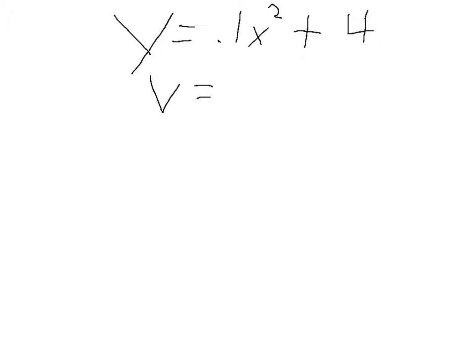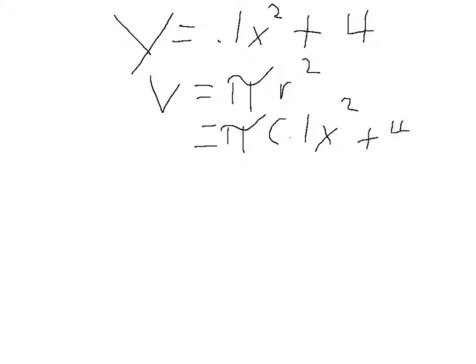So again, the parent function was y equals x squared, but the actual function was y equals 0.1 x squared plus 4. So, the volume equation is V equals pi r squared. So, you plug in that function for the radius. So the volume equals pi times (0.1 x squared plus 4) squared.